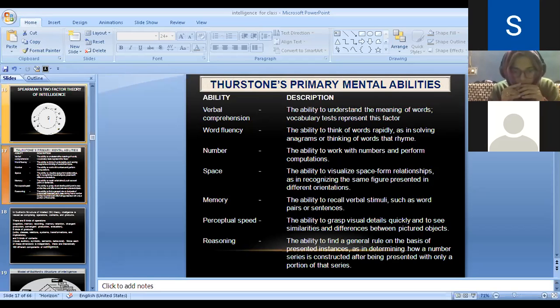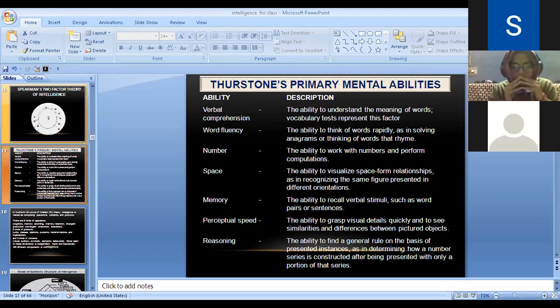Then comes number, the ability to work with numbers and perform computations, like mathematical ability. Then comes space, the ability to visualize spatial relationships, as in recognizing the same figure presented in different orientations. We have nowadays in intelligence tests those questions where you give a person a figure and then you rotate it at 90 degrees, or 180 degrees, you invert the figure. Those kinds of things, as you have in Raven's Progressive Matrices, that is also your space only.